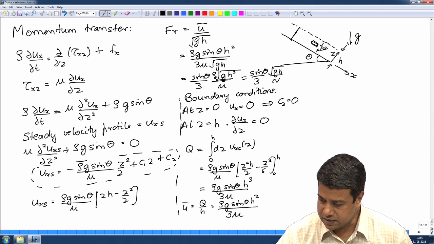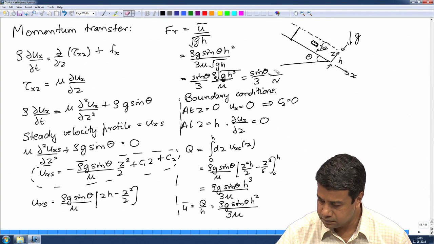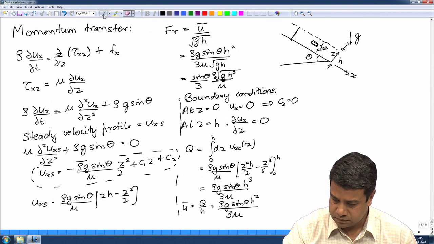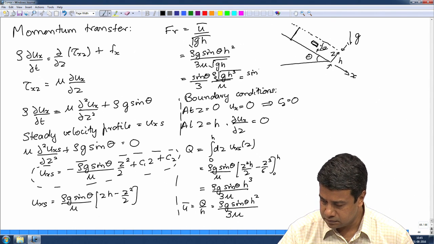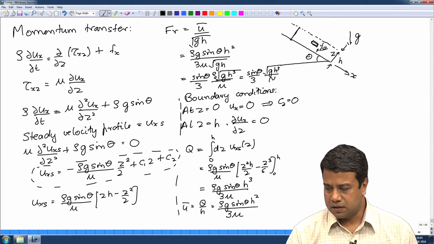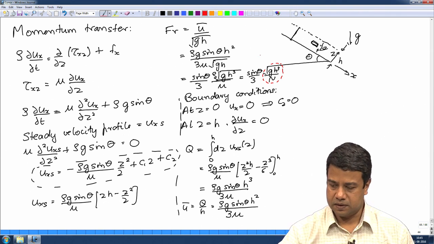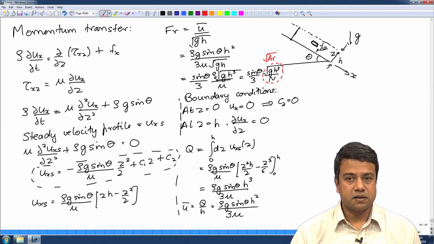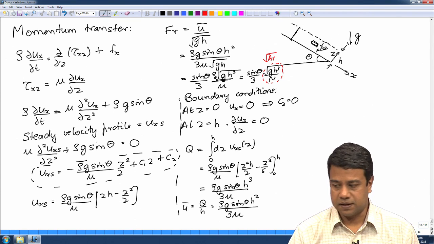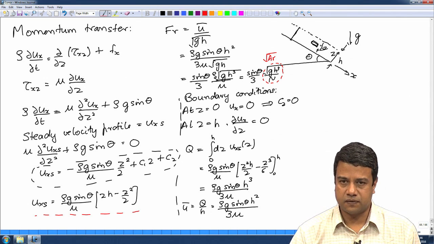You can easily verify that this parameter is dimensionless. The numerator has dimensions of length square per time and the denominator has dimensions of length square per time. This is actually the square root of a dimensionless number called the Archimedes number. So, that is the correlation for the Froude number for a steady flow down an inclined plane. And this is the velocity profile for the steady flow down an inclined plane.